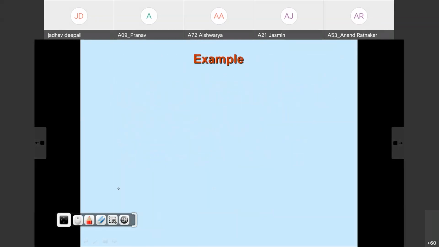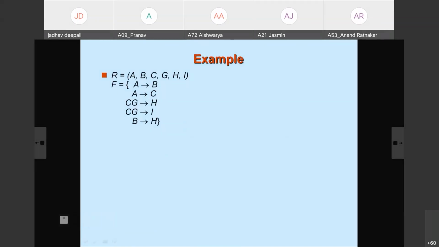So I am going to write an example here. R is equal to A, B, C, G, H, I. Here F is equal to A tends to B, A tends to C, CG tends to H, CG tends to I, B tends to H. These are the functional dependencies already given, and from these we are trying to find out F closure.